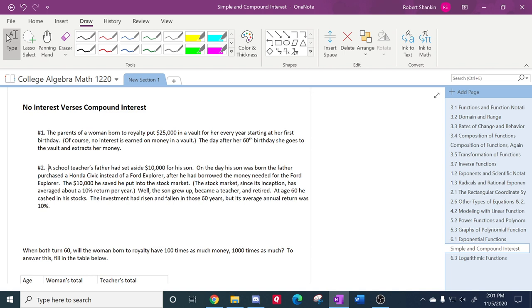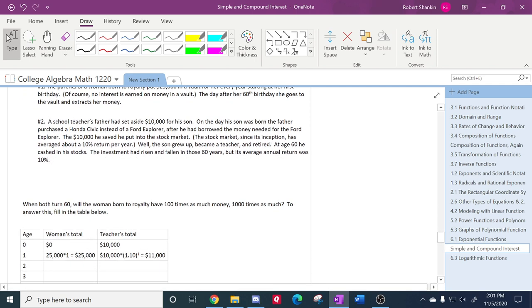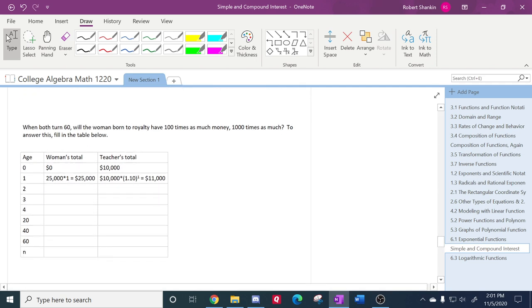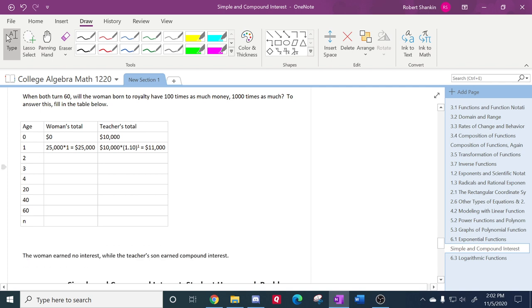All right, those are the two situations. Now, when both turn 60, will the woman born to royalty have 100 times as much money, 1,000 times as much money? I mean, she's getting $25,000 every year for 60 years, and this was a one-time $10,000. But she earned no interest. He earned 10% interest. We'll answer this by filling in some tables here.